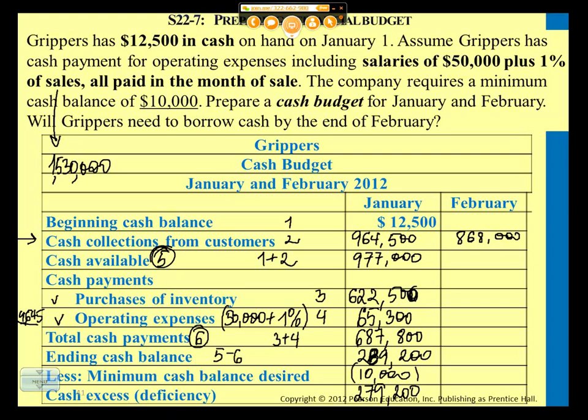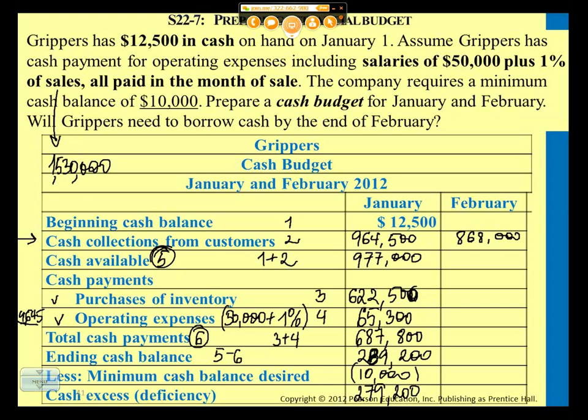Okay? If your cash available is less than your cash payments, do you still allocate a minimum cash balance because you don't have it? So if your cash available was less than the amount you had to pay out, you would end up with a negative. You would end up with a deficiency. You still have to set aside a minimum cash balance desired, so it just puts you further into a deficiency. Okay. Thank you.